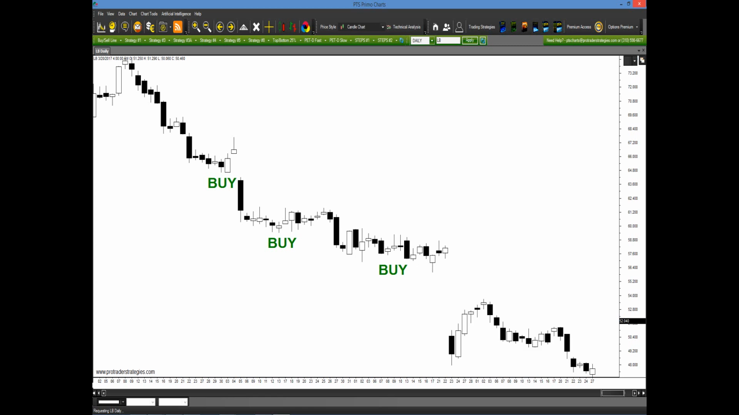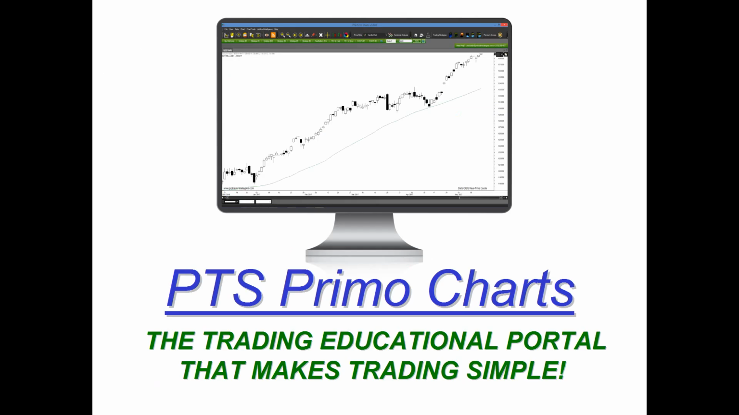Look familiar to anyone? Well, with the entry technique to a pattern and to a method I know for picking tops and bottoms that I was taught some 40 years ago on the floor of the stock exchange, you actually could have potentially generated a profit of 40 points using this technique that I'm about to share with you today. And you'll see how simple this technique is by using our new platform. That's the PTS Primo charting platform, the educational portal that actually makes trading simple.